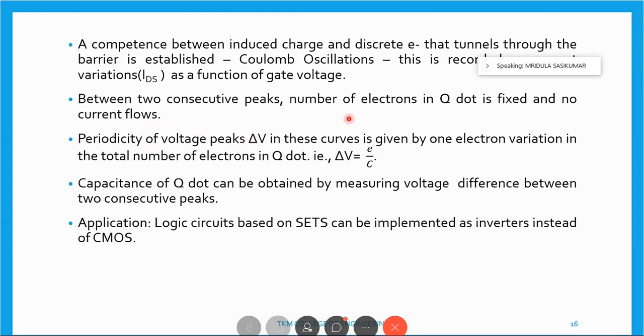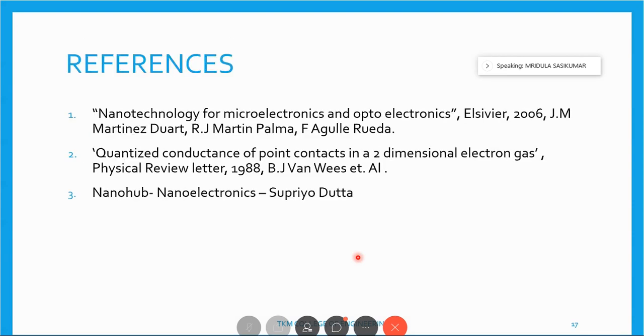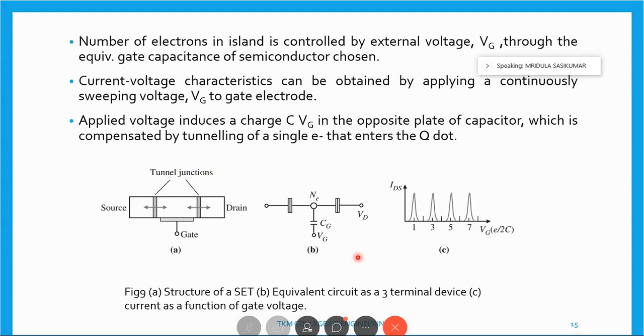Between two consecutive peaks, the number of electrons in the quantum dot is fixed and no current will be flowing. And if you measure the voltage difference between two consecutive peaks, you will get the capacitance of the quantum dot.